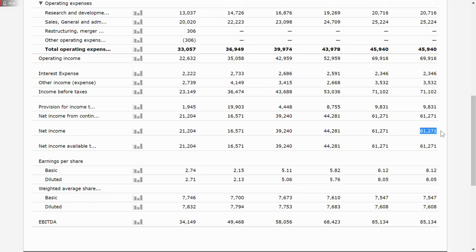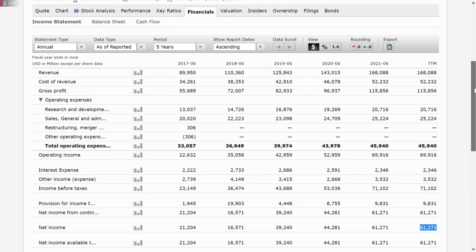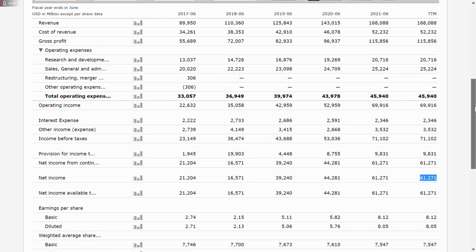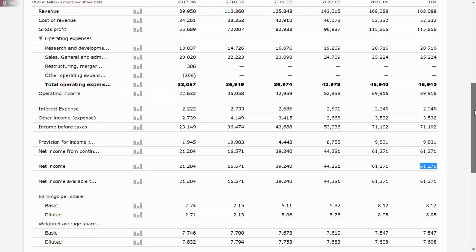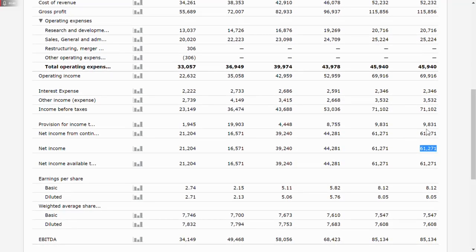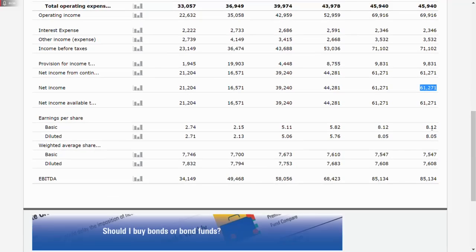So net income is after taking the operating income and subtracting some of these financial expenses, we get to a figure of 61,271,000,000. And then this figure here, they use the number of shares as a denominator, and so you get a basic figure of $8.12 per share, because there are millions of shares.